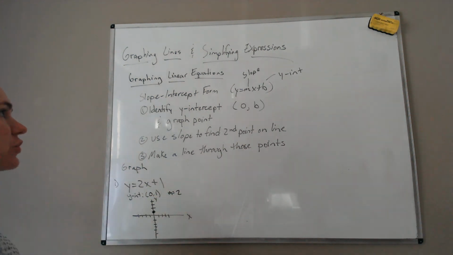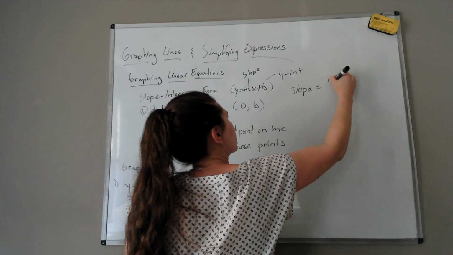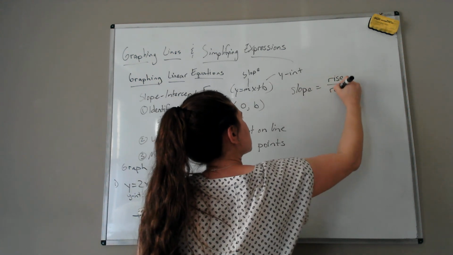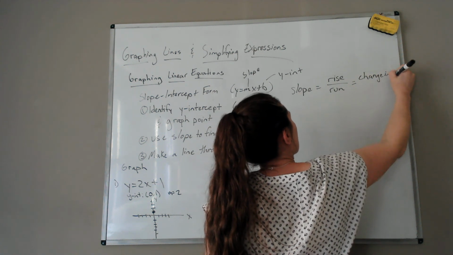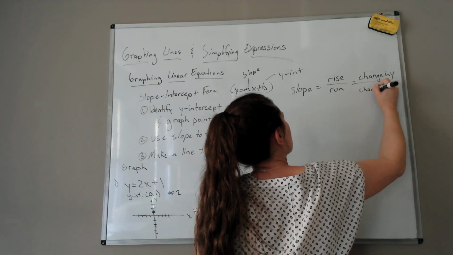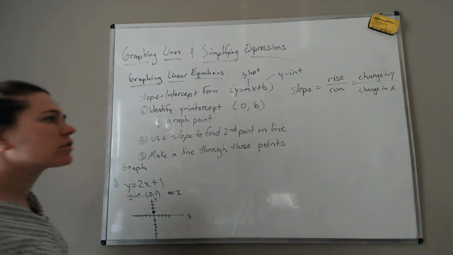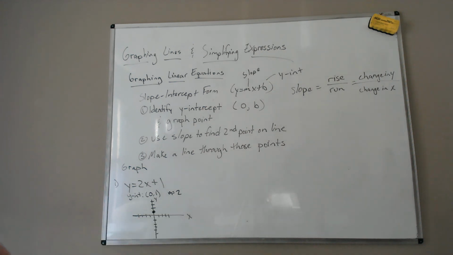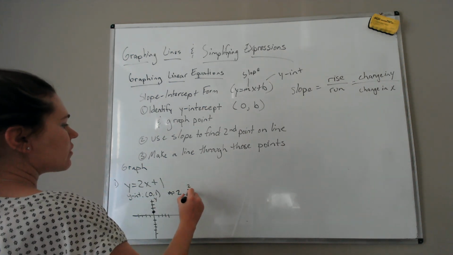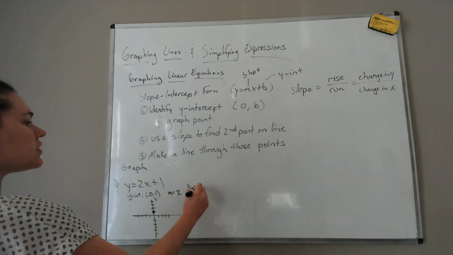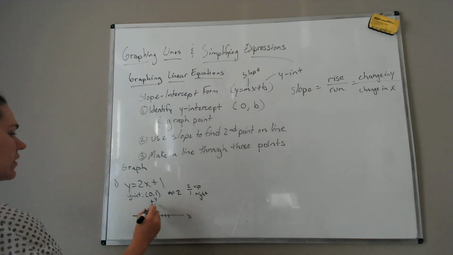So remember, slope is rise over run, which is the same as saying the change in the y-coordinates over the change in the x-coordinates. Your slope is how much you're increasing in y over constant changes in your x-coordinate. So if your slope is 2, that's the same as 2 over 1. So we're going to go up 2, and we're going to go right 1. So up 2 units, right 1.